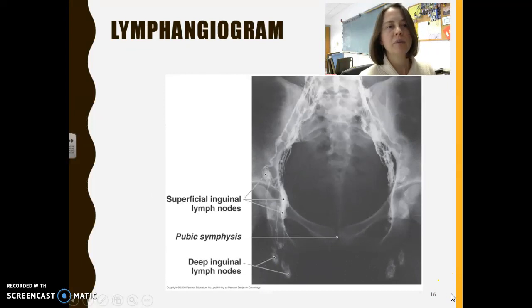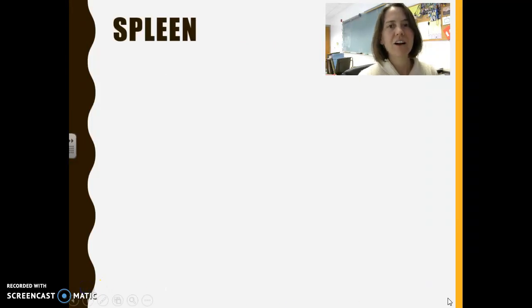Okay, let's look at another picture. It's a lymphangiogram, which is a picture where you can see lymph nodes. So you can see the pelvis. So here is the pelvis and the pubic symphysis, and then all of these little cottony looking things are lymph nodes. Okay, another of your lymphoid organs is your spleen.